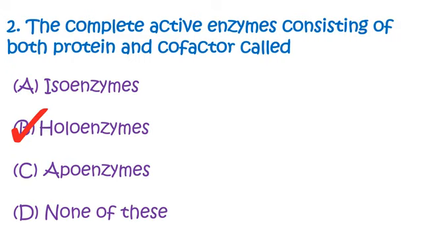The other options such as the isoenzyme, these are the enzyme that differ in the amino acid sequence, but they catalyze the same biochemical reaction. The apoenzyme, as I said earlier, is nothing but an inactive protein part of an enzyme. So here our correct option is holoenzyme.